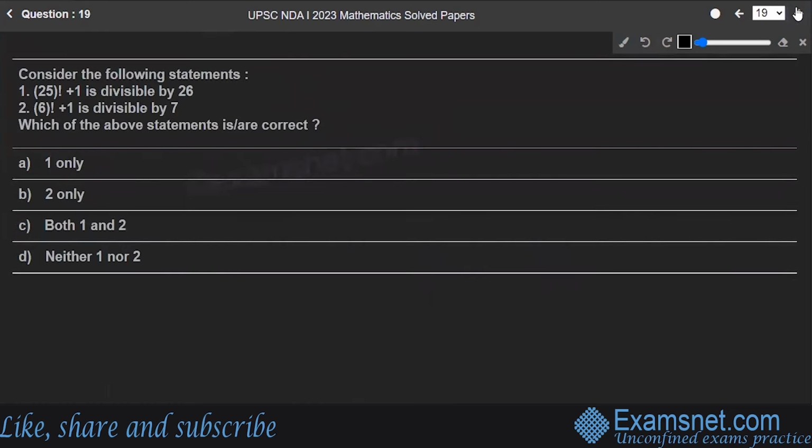Hope you understood. Let's move to the next question, number 19. Consider the following statements. 25 factorial plus 1 is divisible by 26. Is it true or false? Second one also, 6 factorial plus 1 is divisible by 7. So we'll solve this sum using the Wilson theorem.